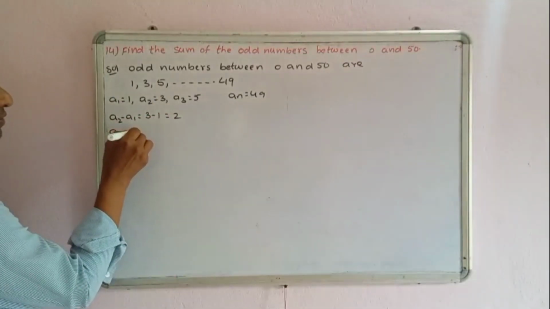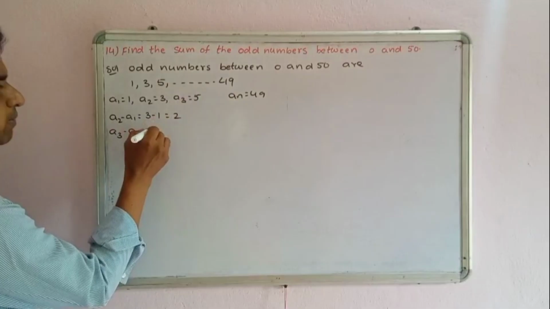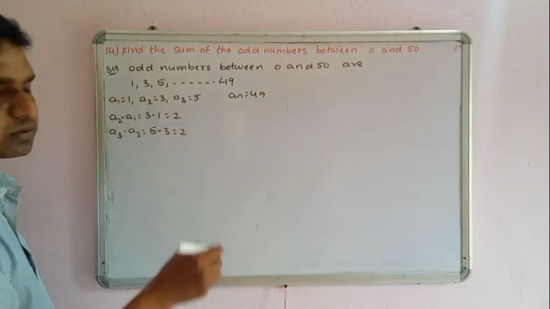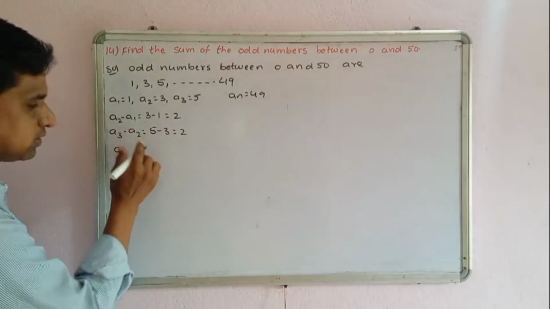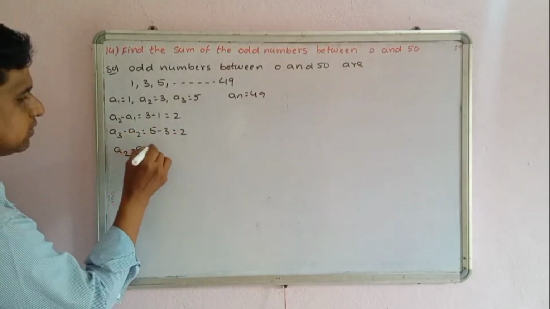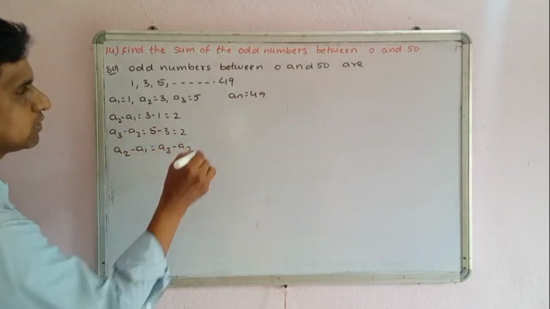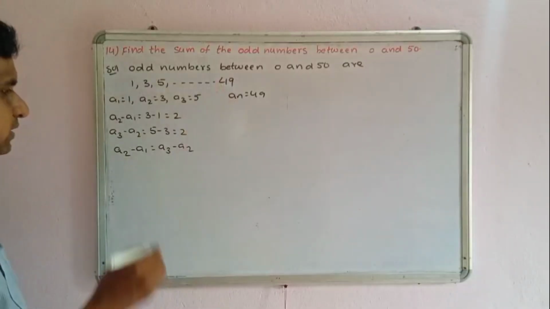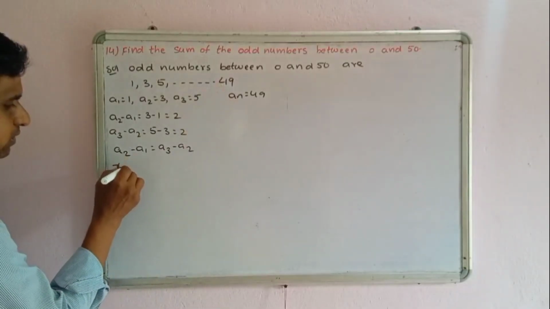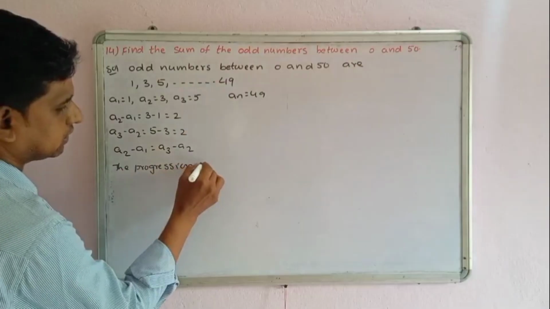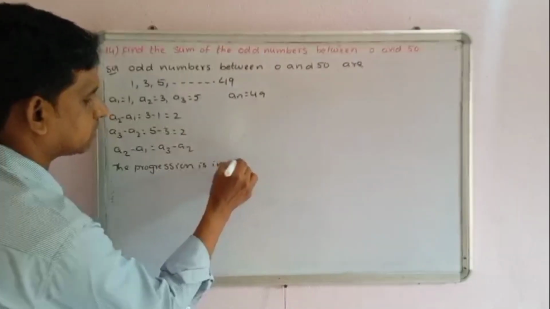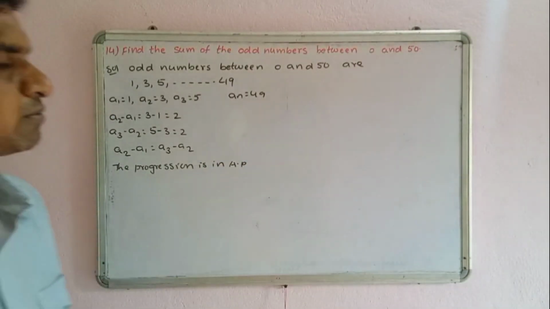a3 minus a2: 5 minus 3, also 2. Therefore a2 minus a1 equals a3 minus a2. So the sequence is an arithmetic sequence. That means arithmetic progression. So the progression is in arithmetic progression.